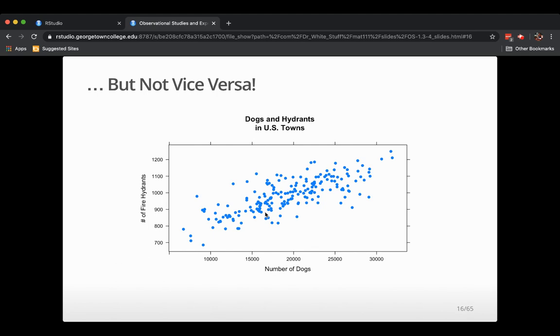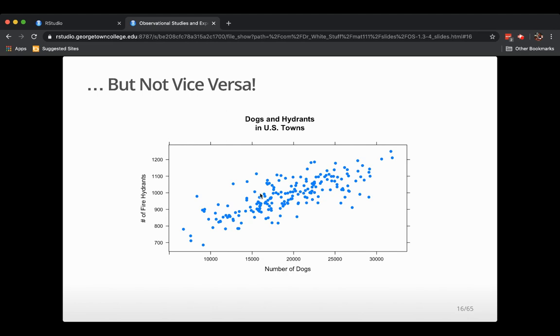Causation implies association, but not the other way around. Two variables can be associated, but neither one has to cause the other. Let me give you an example. It's based on just fake data that I made up, but play along with me here.